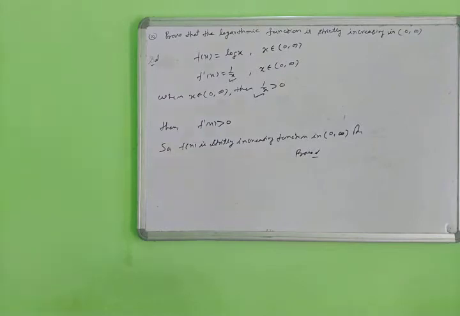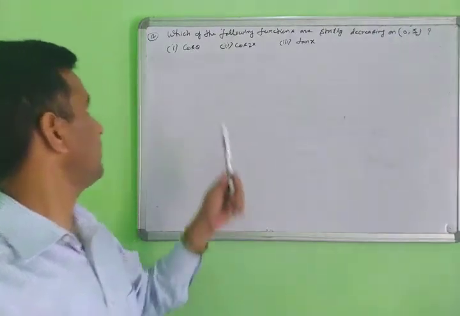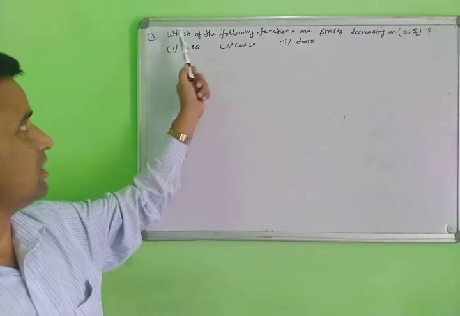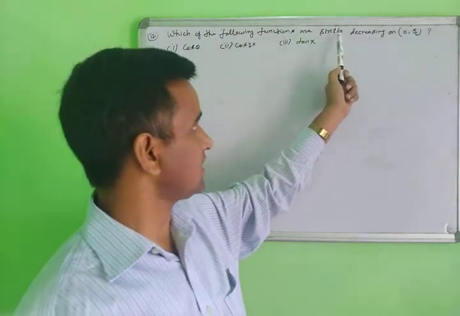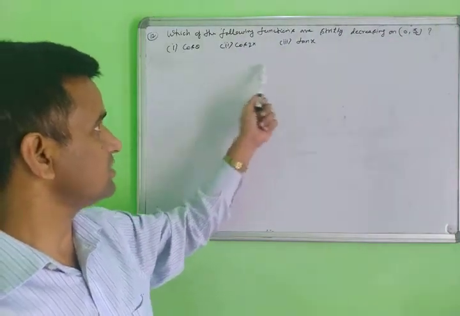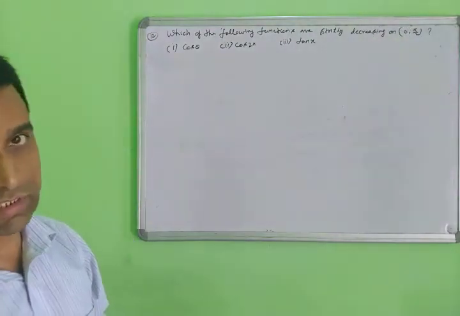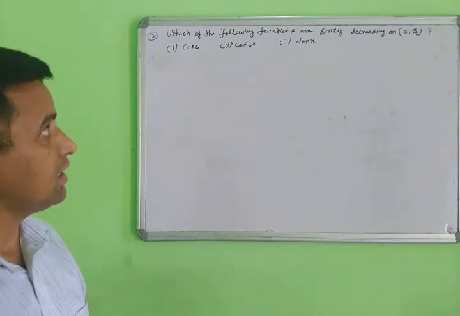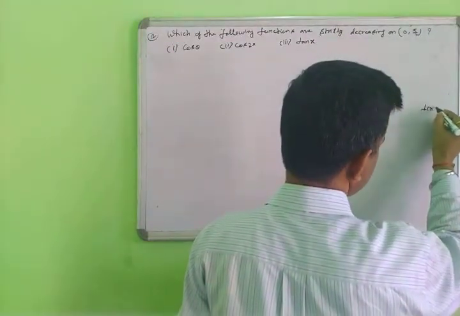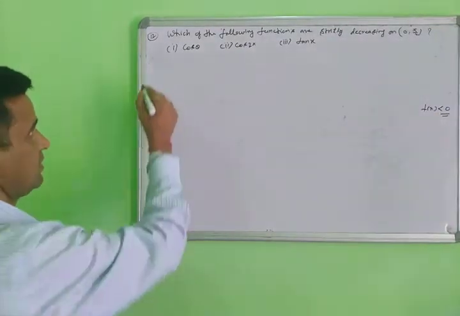Then the next question. Yes, students, next I am taking question number 12. Here there are three parts: first, second, third. The question is: which of the following functions are strictly decreasing in this interval? Here are three functions. Now you check which function is strictly decreasing or not. Strictly decreasing means f dash x is less than 0. If f dash x is always less than 0, then it is strictly decreasing. Not an equal sign.